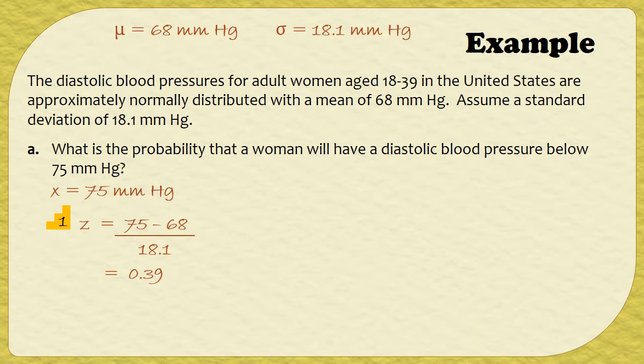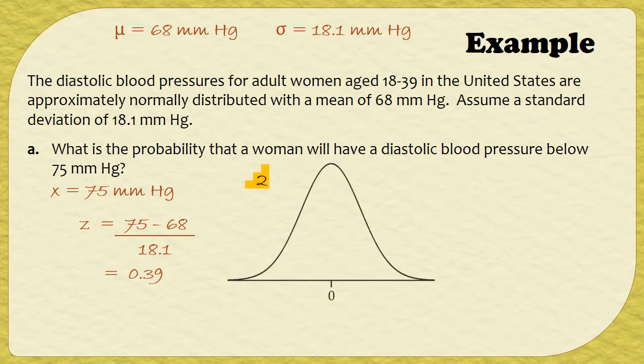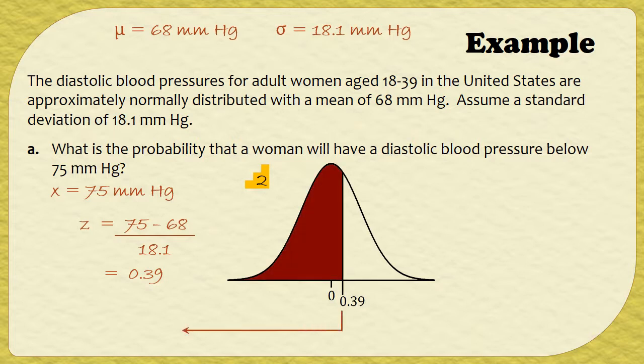However, before I use the table, I need to draw a picture first. So here's my standard normal curve. Since the z-score is a positive number, I'm going to cut it off on the right-hand side here, 0.39. And since we're interested that a woman will have a diastolic blood pressure below this amount, we're going to shade to the left for below. Lastly, I draw this arrow pointing to the left, always to the left, because that's what the table will tell me.